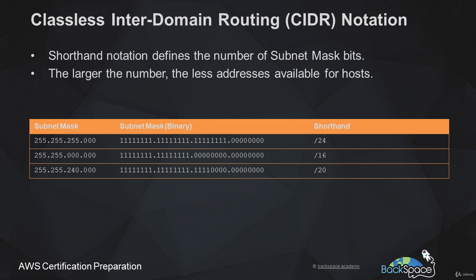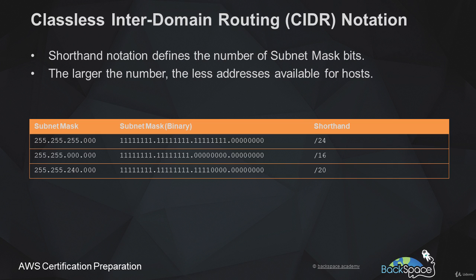So then we look at classless interdomain routing, or CIDR notation. That is a shorthand notation that defines a number of subnet mask bits. The larger the number, the fewer addresses available for hosts. The smaller the number, or the smaller that subnet mask, the more addresses are available for hosts. So when we look at the example we had for 255.255.255.0, that has 24 ones. That is 3 times 8, so that would be /24.